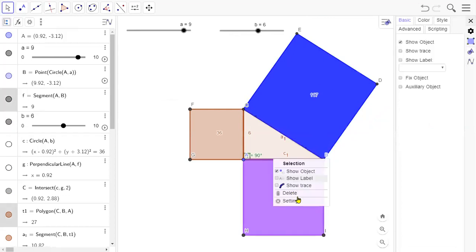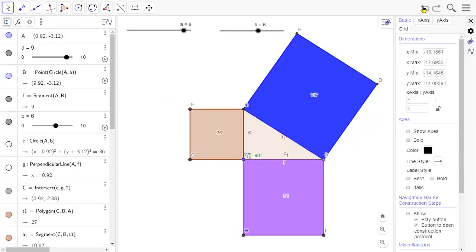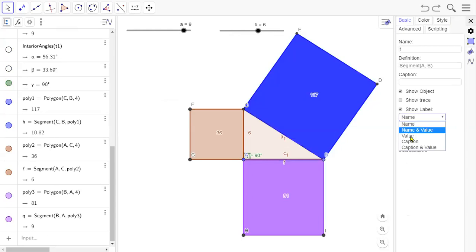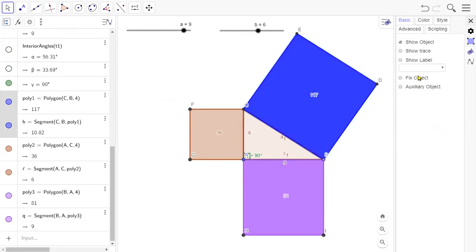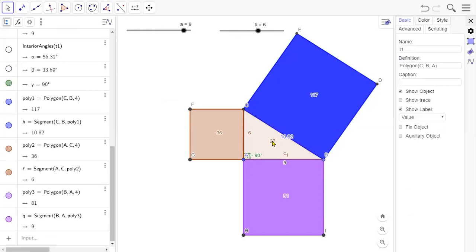We can show. Sorry, here it is mistakenly deleted. Okay, let me undo it. We can show the length of each side here, just showing the value. This is just 9 units, and doing the same thing for this hypotenuse also, just the value. Here the value is shown, this is 27. I think this is the area of this right angle triangle. We don't need the area of this right angle triangle. We need the area of the squares.